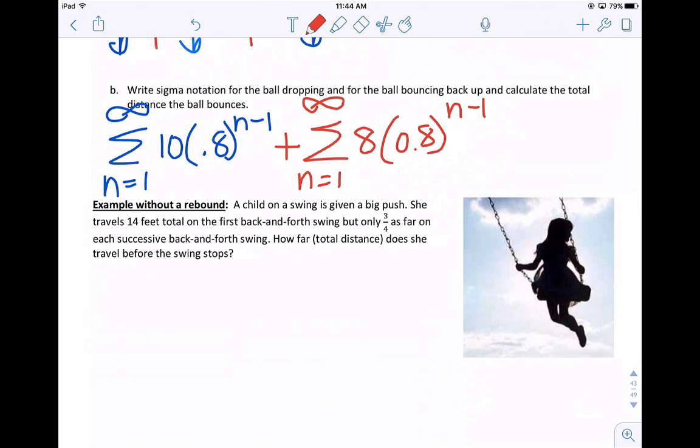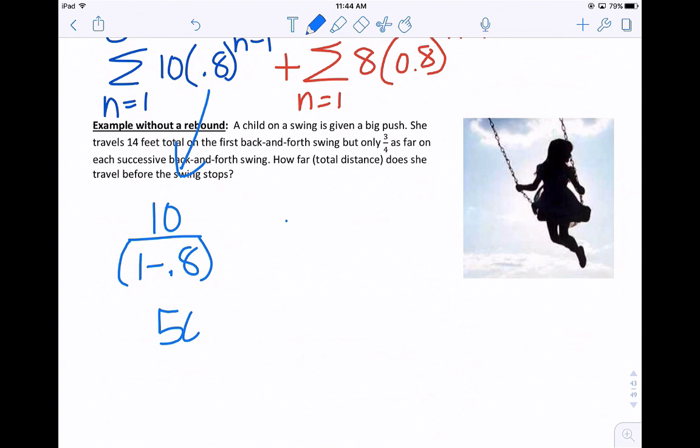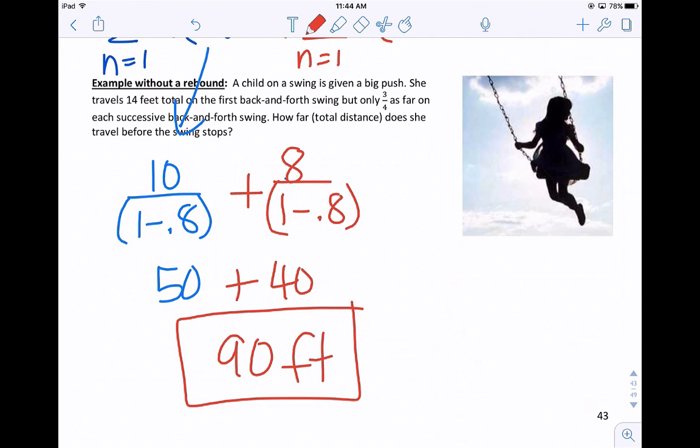I'm going to do my work down here because I'm out of room. So here, if we want the sum, we need the first term over 1 minus the ratio. And if we do that, we get 50. To that, we will add our second, again, it's just first term over 1 minus the ratio, and that is 40. So if we add up 50 plus 40, Suhaib's ball bounces 90 feet total in distance.